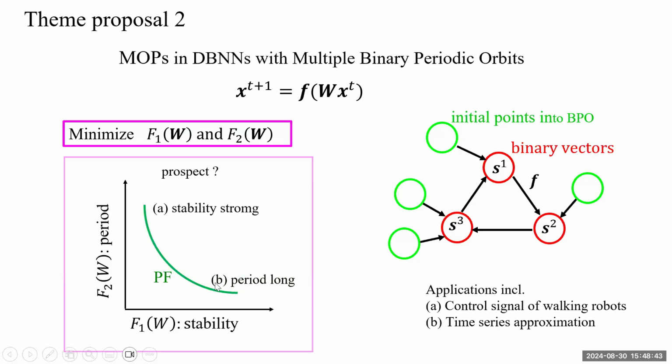Here, the period is long, but stability is weak. This case is applicable to time series approximation. It requires a long period. And here, the period is short, not long, but stability is strong. It is suitable in application to control of a walking robot. Anyway, this Pareto front gives important information to the application of BOP. This is just a prospect.